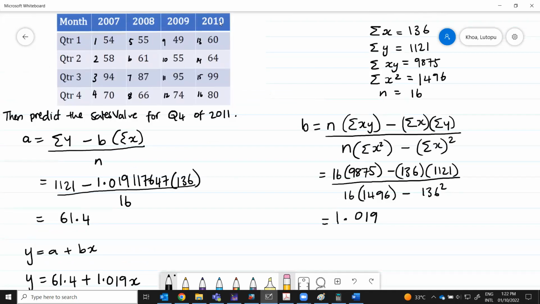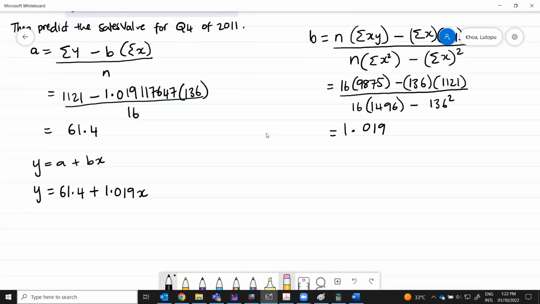Now, here we stopped at 2010. So if we were to put the values of 2011, this would be 17, 18, 19, 20. That's the X values. So we're looking for the Y value when X is equal to 20. So quarter 4 of 2011, we have X is equal to 20. So we'll just substitute it in this formula. So Y is equal to 61.4 plus 1.019 times 20.